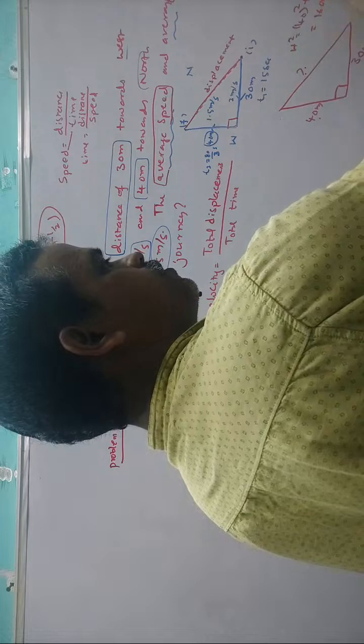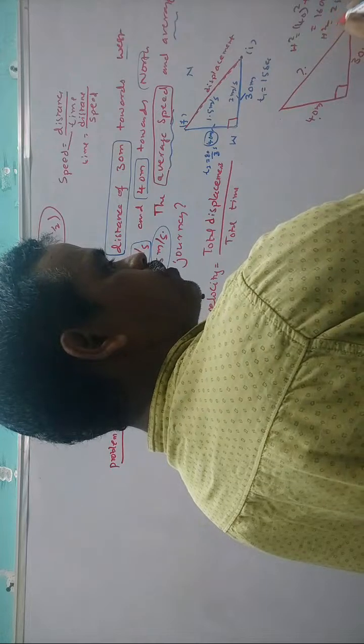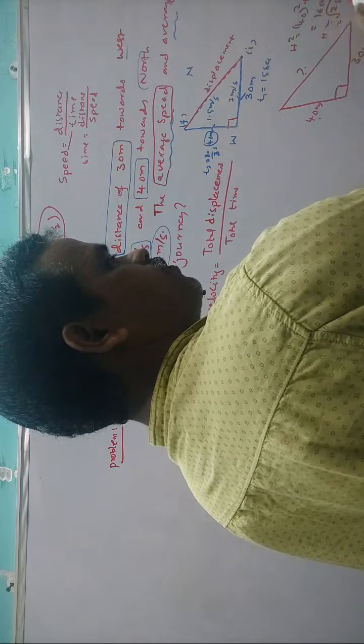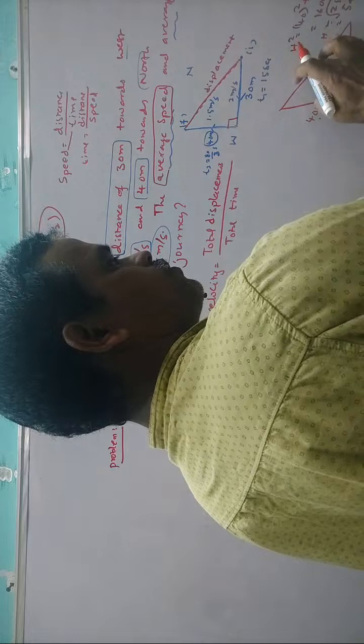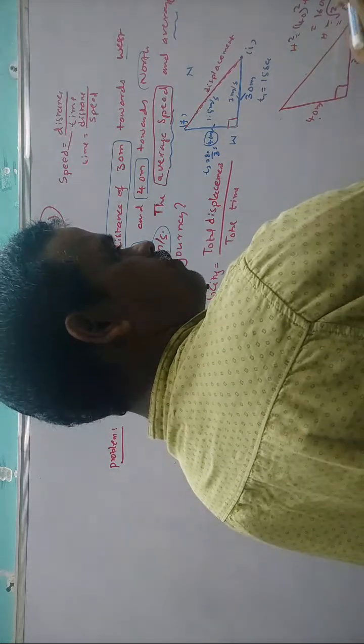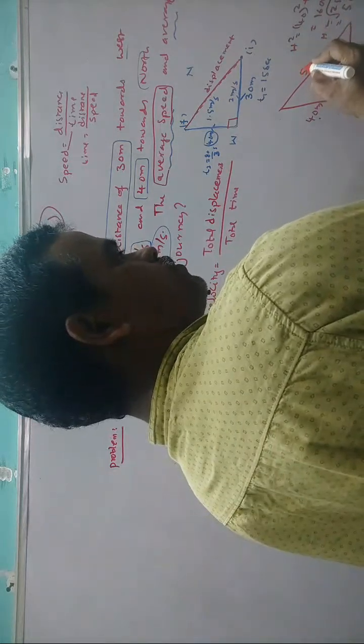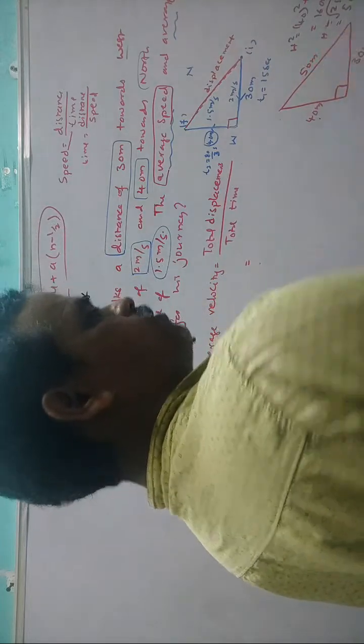1600 plus 900, 2500. H equal to what? Root of 2500. You will get 50, not 550. So this is 50 meter.